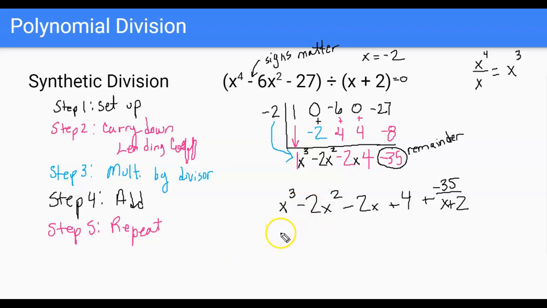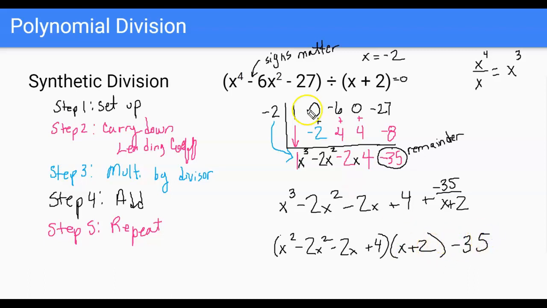We also know that we can write it as a multiplication statement. So we could say that x cubed minus 2x squared minus 2x plus 4 times x plus 2 minus 35 is the multiplication statement that equals x to the fourth minus 6x squared minus 27. So we have our fraction remainder form, and we have our multiplication statement, depending on which one the problem has asked you to write your answer as.